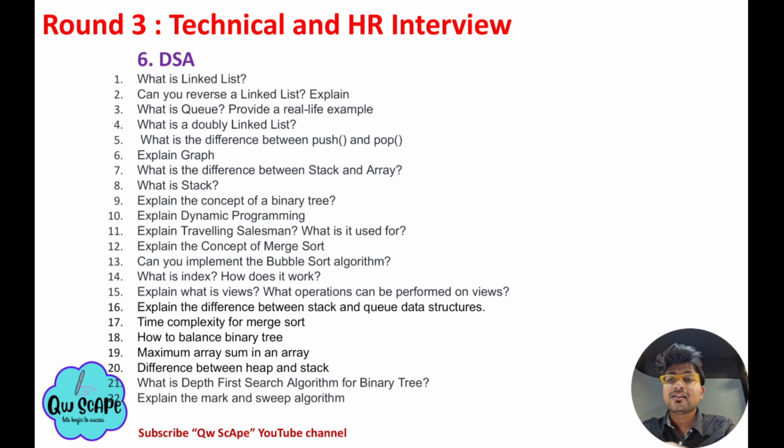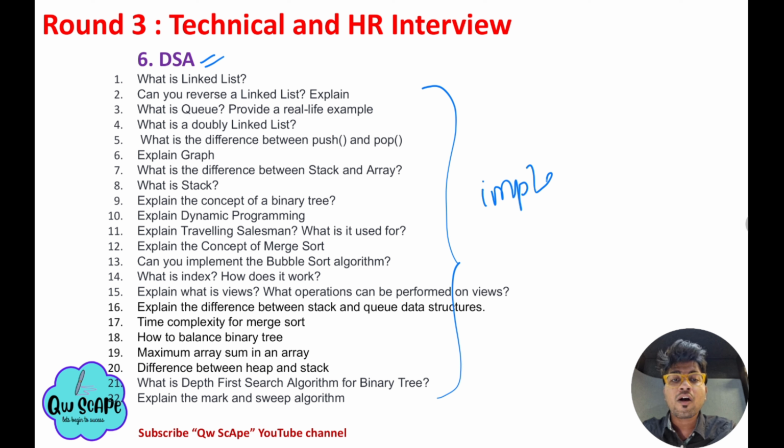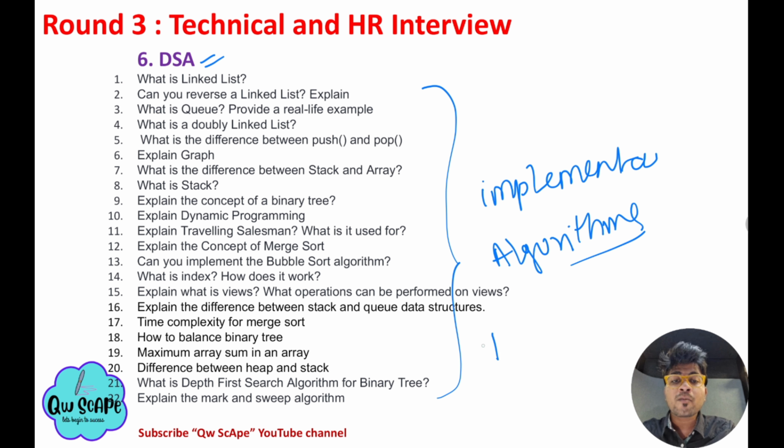Next, the sixth topic is data structures and algorithms. That is very important for the Cognizant interview. Go through all these theoretical questions. Also make sure you know the implementation of all the data structures like stack, queue, linked list, doubly linked list, and circular linked list. You should also know the implementation of searching and sorting algorithms, and the time complexity of those algorithms. You have to do these things before going to your interview.